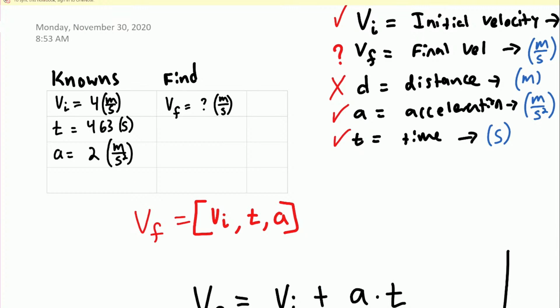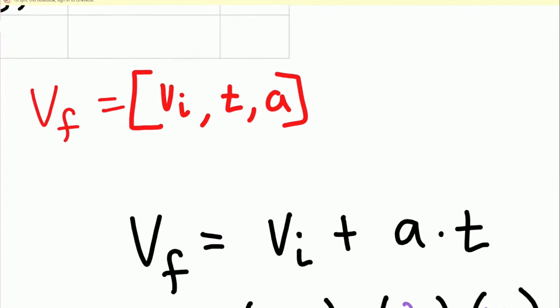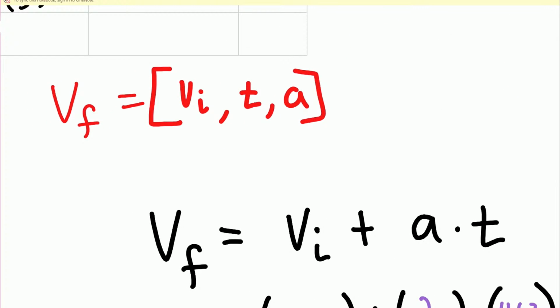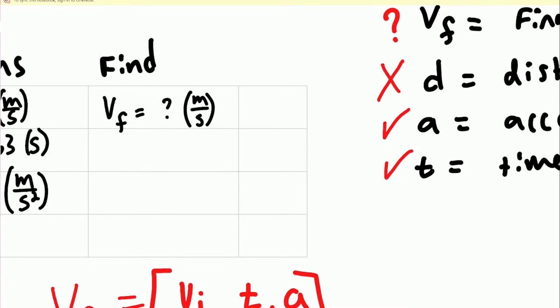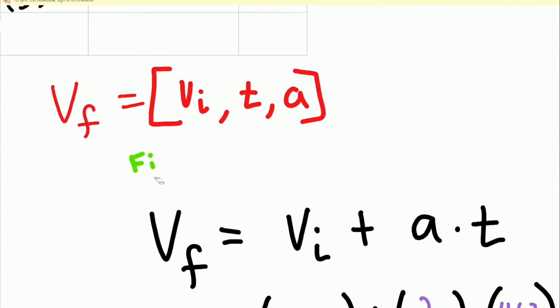So what I do is I come down and I write the equation. Now, to make sure that this is the right one, I make sure that on the left side of the equation, this should be my find. Is that? Yep. So v sub f, that's my find. So I get a check mark. So that's good to go. So it's solved for the correct variable.